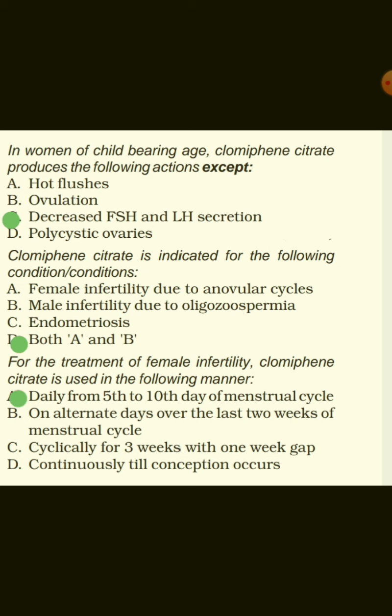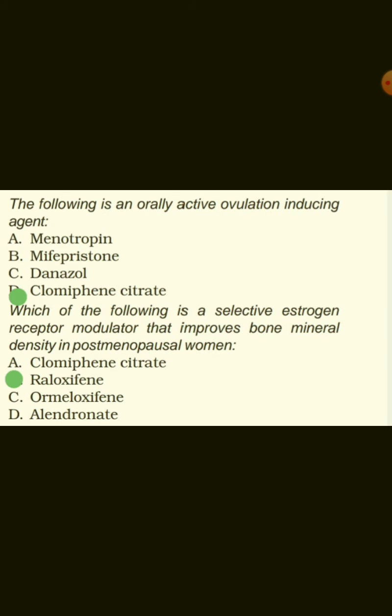Clomiphene citrate is indicated for the following conditions, that is female infertility due to anovular cycles and male infertility due to oligozoospermia. For the treatment of female infertility, clomiphene citrate is used in the following manner: daily from 5th to 10th day of menstrual cycle. The following is an orally active ovulation inducing agent, that is clomiphene citrate.